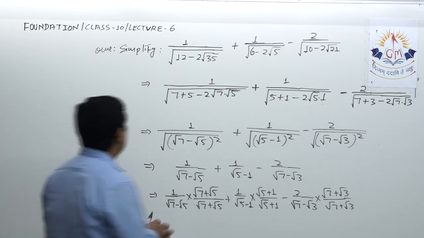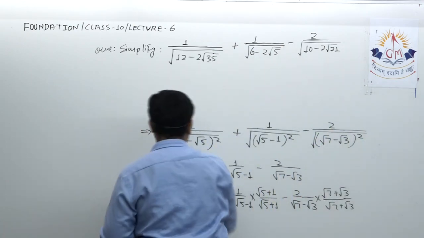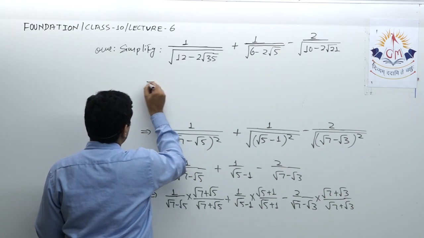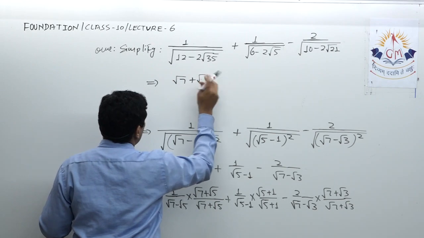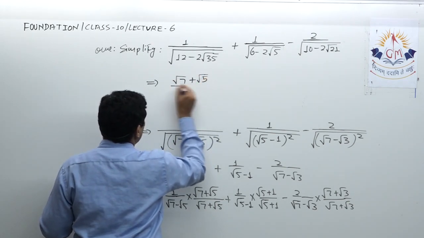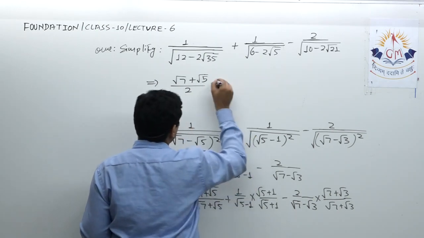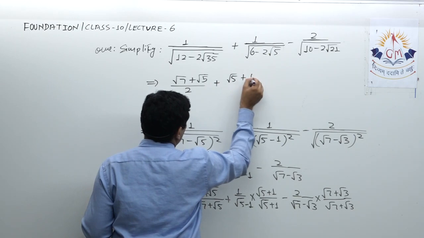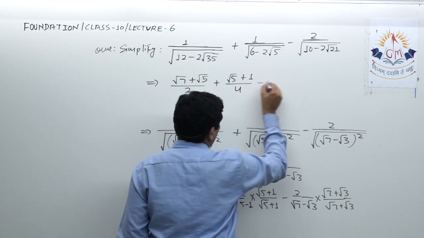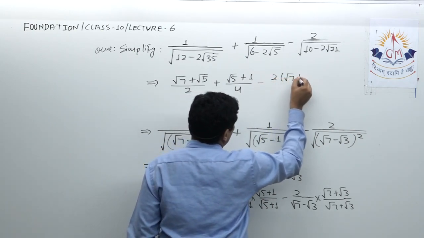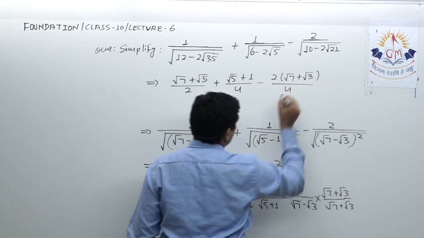Okay, now further here you will get root 7 plus root 5 upon 2. Okay, over here you will get root 5 plus 1 upon 4, and over here 2 into root 7 plus root 3 upon 4.